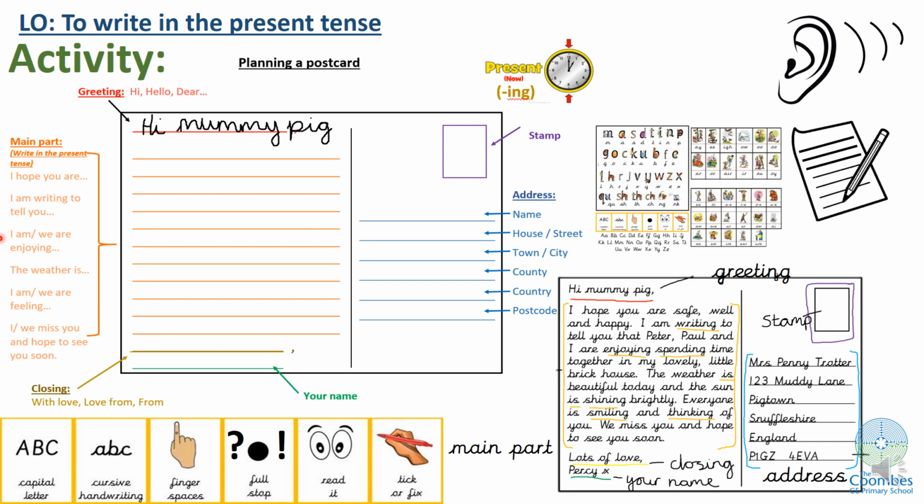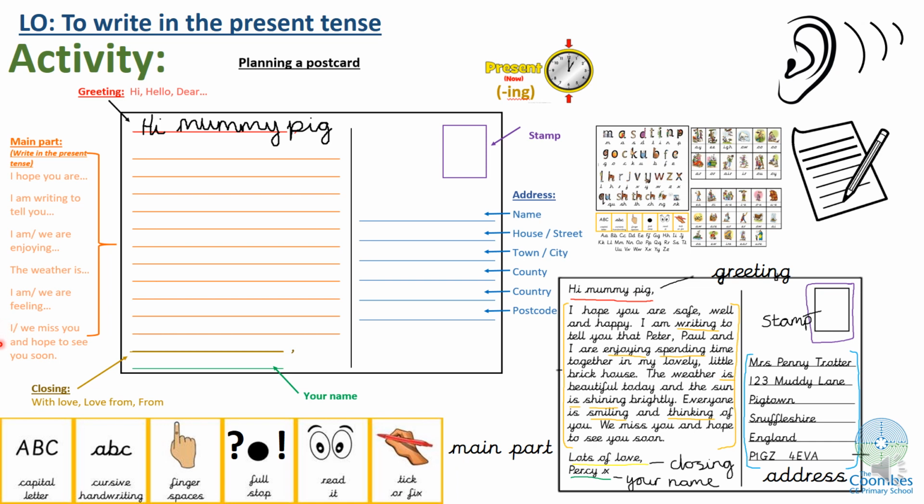You can talk about what you're enjoying. I'm enjoying drawing, painting, colouring. I'm enjoying spending time with my family. The weather is beautiful outside. It's been such lovely weather. You can write about that. I am feeling, talk about how you're feeling. You may be feeling happy. Some of you might be feeling a bit sad. And just talk about your feelings.